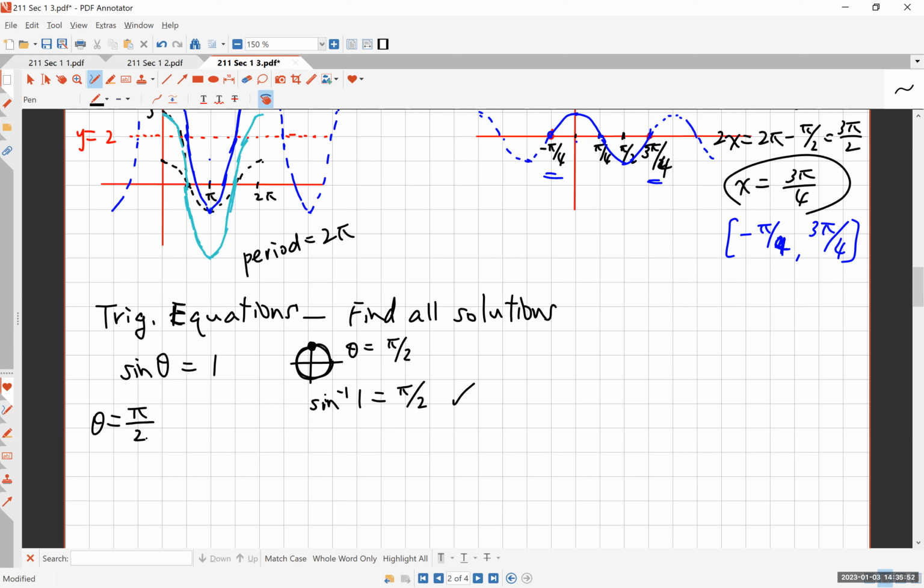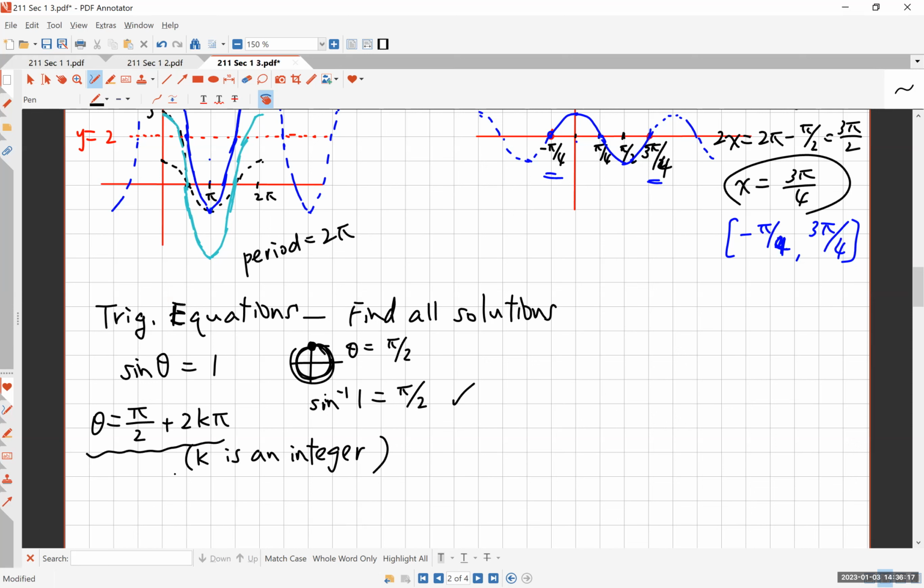So theta is pi over 2. Now you can go 2 pi or 4 pi or negative 2 pi or negative 4 pi. So the way we do that is to say plus 2k pi, where k is an integer. You don't have to say positive or negative because integers include positive and negative. Okay, so this is the complete answer.